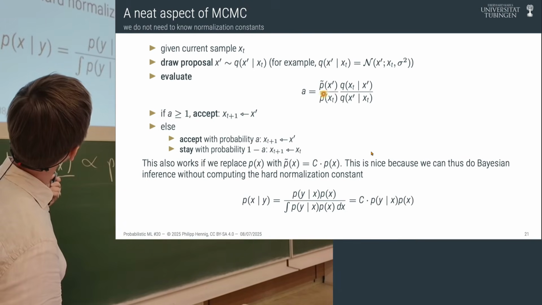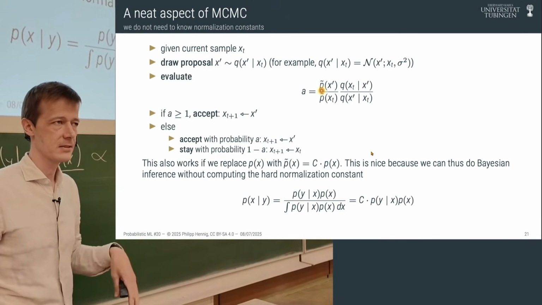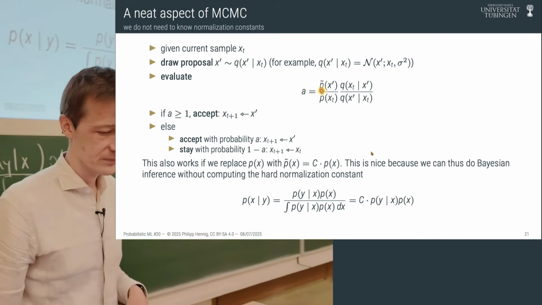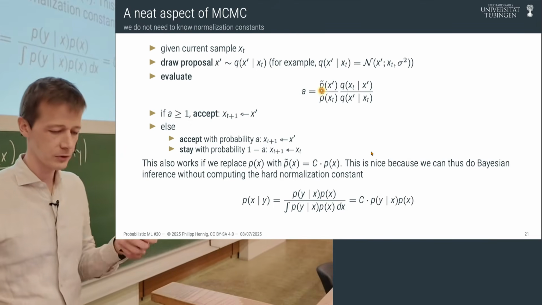Okay, so maybe, by the way, just to point out, because of the structure of this acceptance rate, any normalization constant cancels out. So you can directly apply these methods to unnormalized distributions. That's very nice.